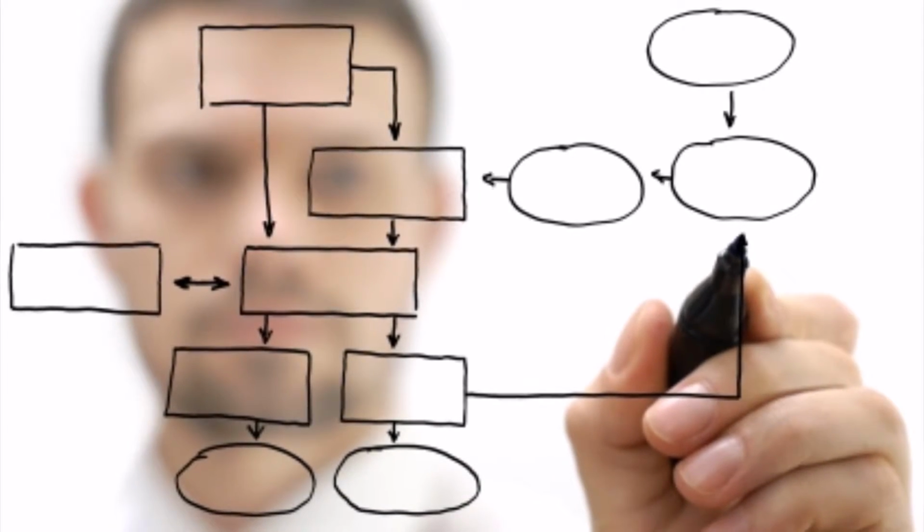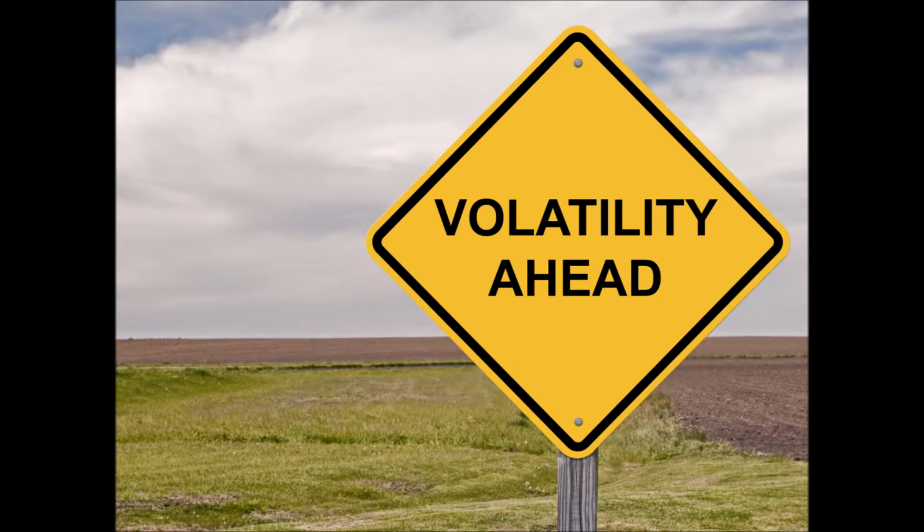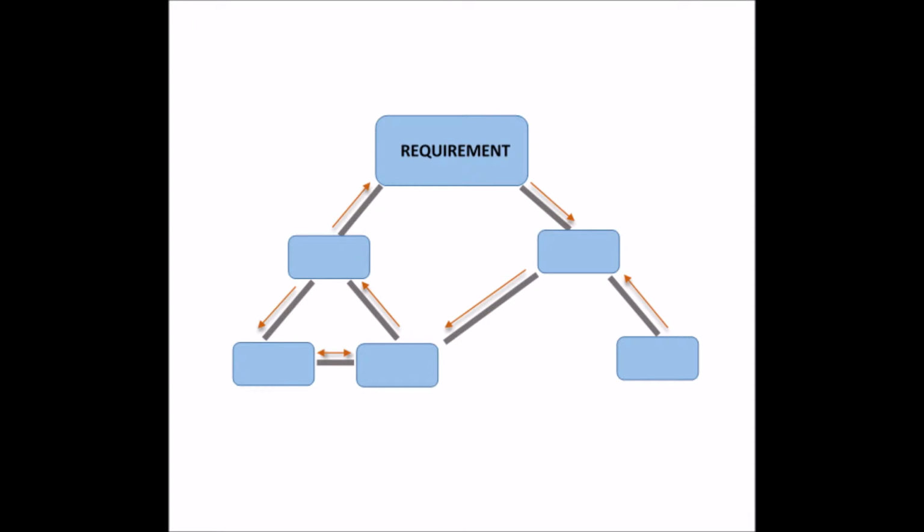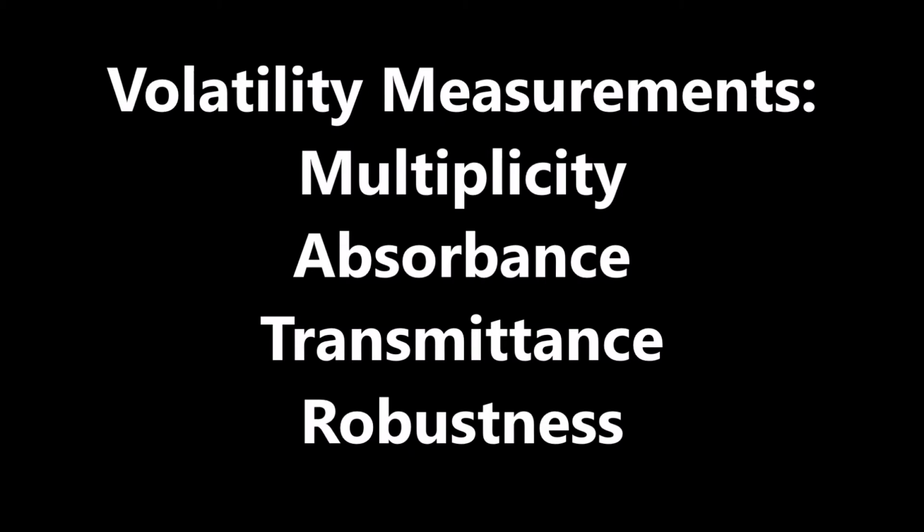This project aims to assign volatility measurements to each requirement, thereby allowing engineers and designers extended understanding of the relationship between requirements and their tendency to affect the entire system design. Volatility will be calculated using the 4 measurements during every instance of change: multiplicity, absorbance, transmittance, and robustness. Requirement changes can be described as follows.